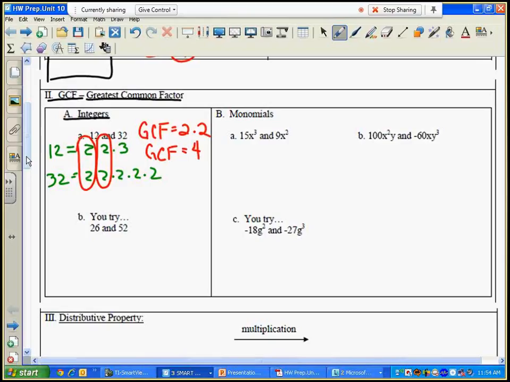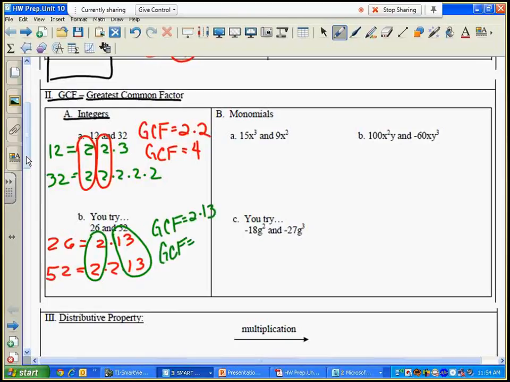Okay? Let's try down here with 26 and 52. Take a moment to write down those 2 numbers. Write down the prime factorization, pause the video, and let's see if you get the correct greatest common factor. Okay, 26 is 2 times 13. 52 is 2 times 2 times 13. What they share is a 2 and a 13. So the GCF is going to be the product of those 2 numbers, 2 times 13 or 26. In other words, the biggest number that goes into both 26 and 52 is 26.